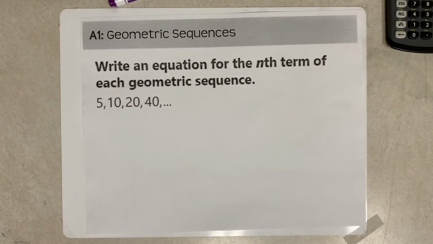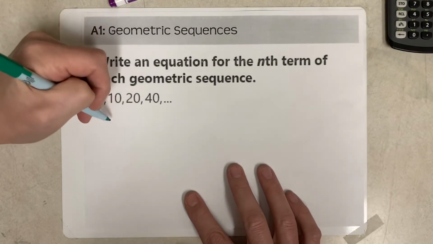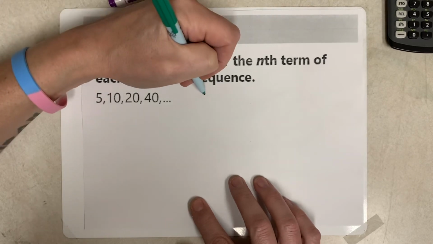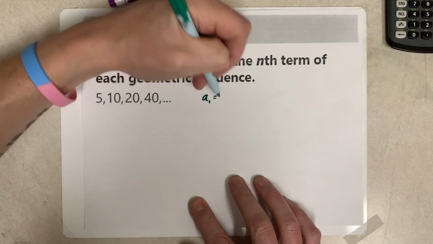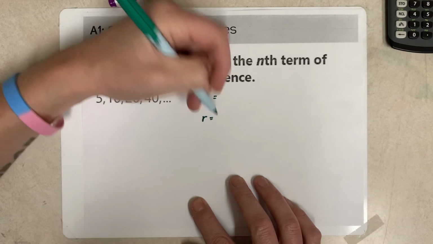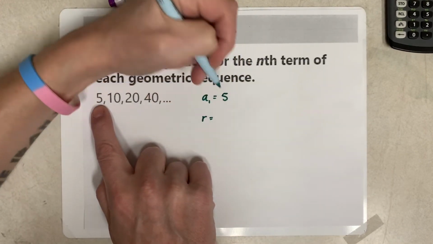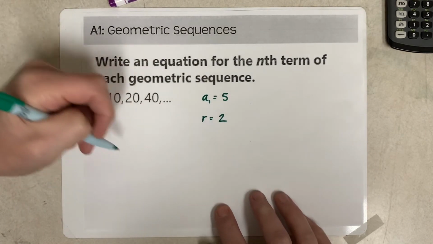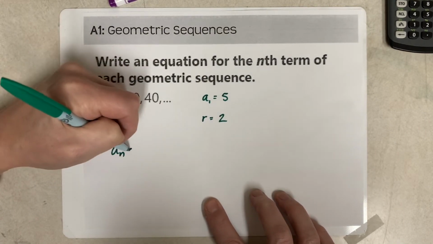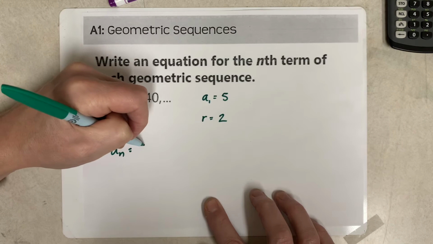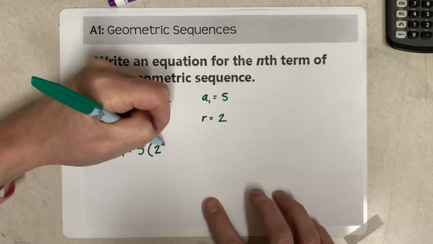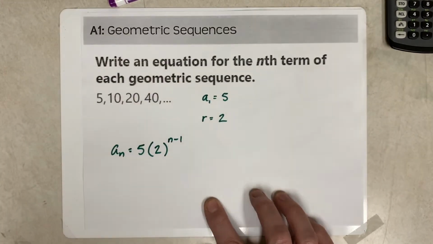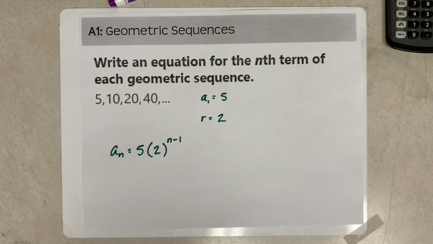Okay, let's try this one. For this time, let's go ahead and list our a sub 1 and our r. That might help. A sub 1 is 5. R is 10 divided by 5, which is 2. So this time we have a sub n equals 5 times 2 to the n minus 1. And that's it.